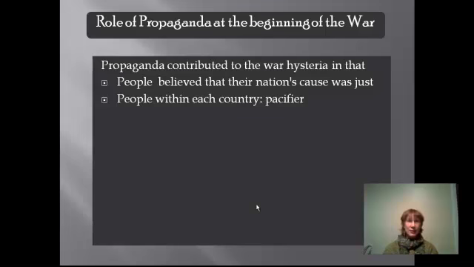There is another way propaganda works. Let's imagine that the country is very divided over ideology, over whatever.